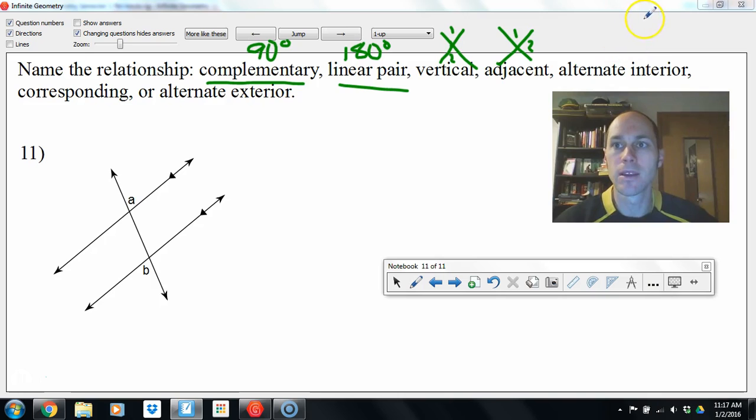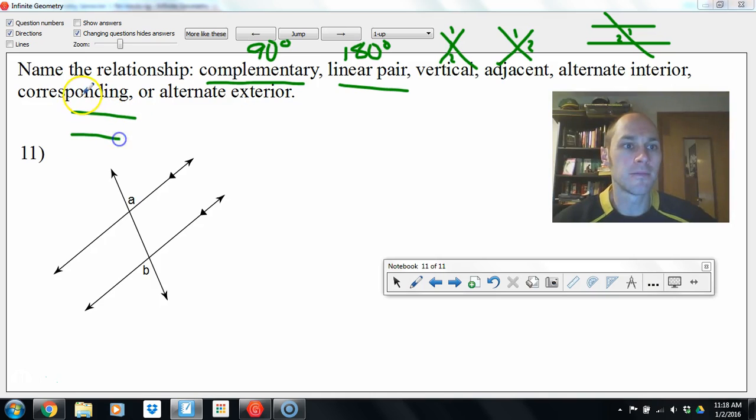Alternate interior, that would be if we have two lines cut by a transversal, on alternating sides of the transversal on the interior of the two lines. Corresponding, that would be the same side of the transversal, same direction in connection with those two lines, both above the line to the left of the transversal. And alternate exterior, that would be if they are on alternating sides of the transversal and on the outside of those two lines.